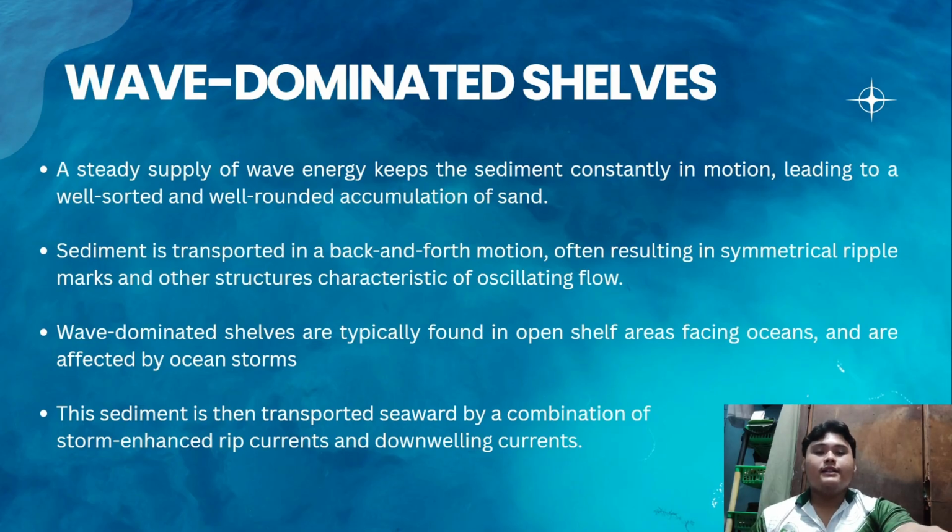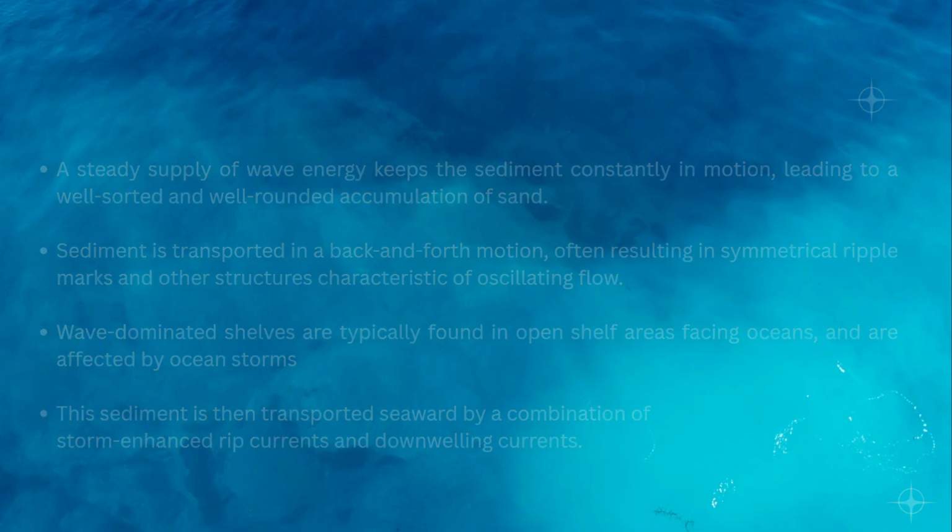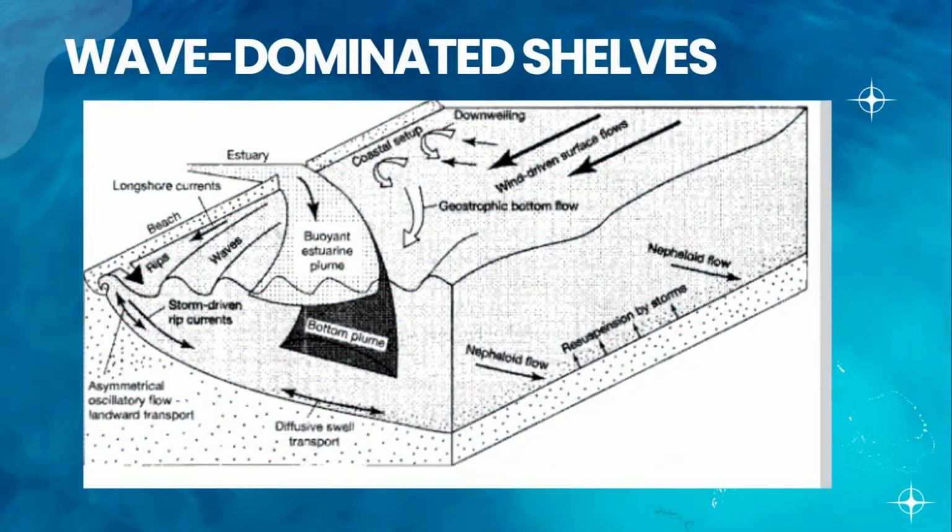This sediment is then transported to the sea by a combination of storm-enhanced rip currents and also downwelling currents. Here on slide 23, we have the illustration or diagram of a wave-dominated shelf. This diagram shows a wave-dominant shelf, where waves and currents control how sediments are moved and deposited.